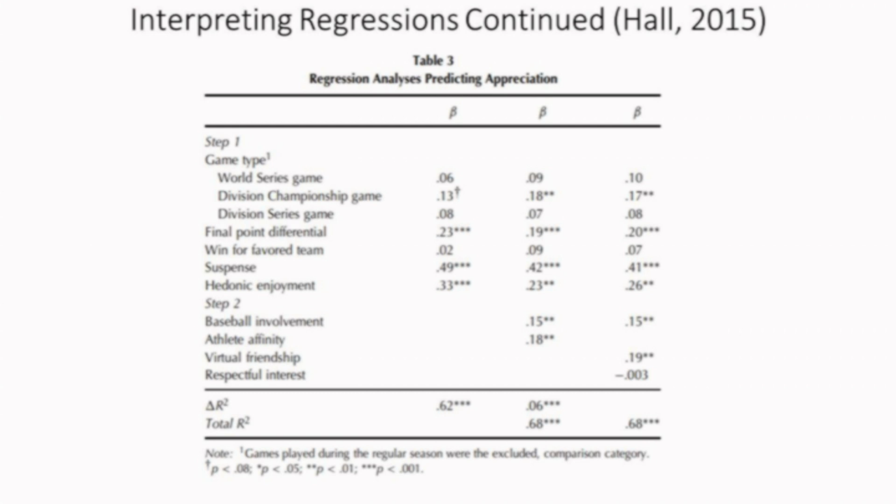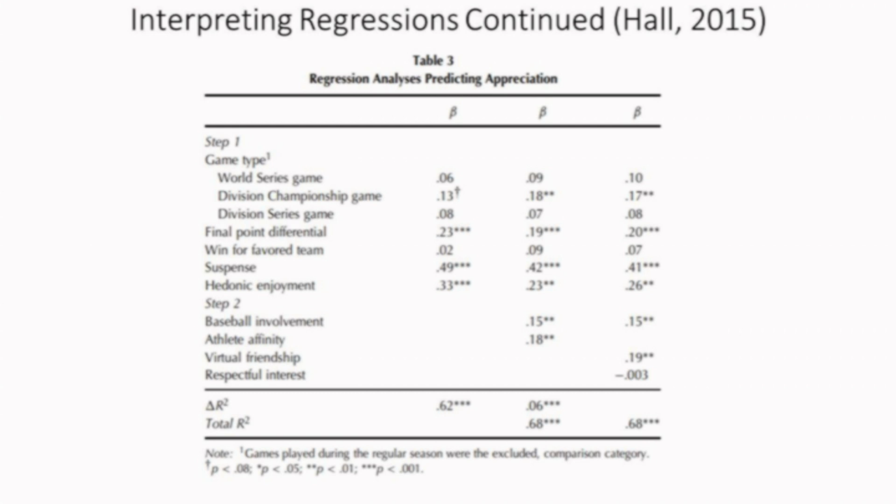In the second column, we see two more variables are added: baseball involvement and athlete affinity, right? Baseball involvement in the second B column is 0.15, and athlete affinity is 0.18. They were not used in the first step, in the first column, but then they're added. Then we do it a third time in predicting appreciation, and we have virtual friendship and respectful interest.